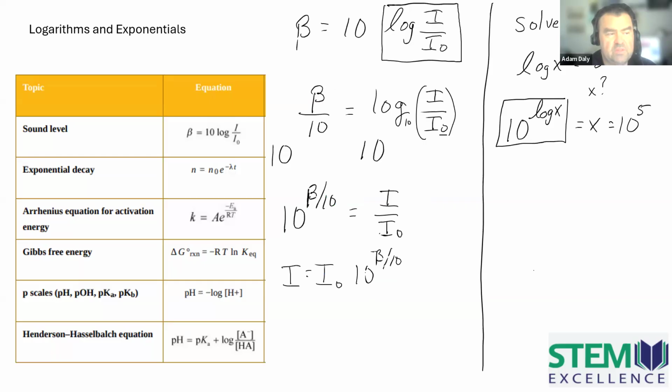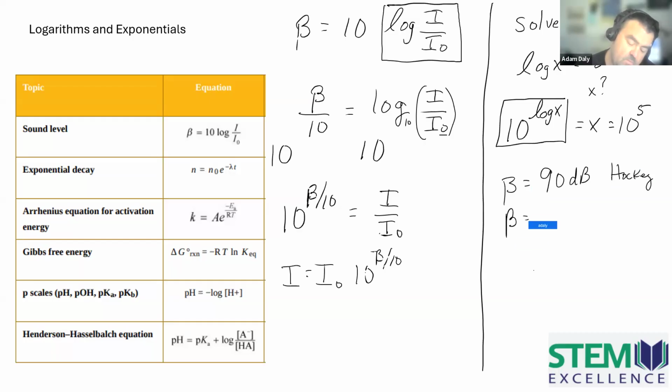And we've seen questions like this in different forms, which is, beta for a hockey game, let's say, could be 90 dB. This is for the hockey. And beta for a lawnmower.